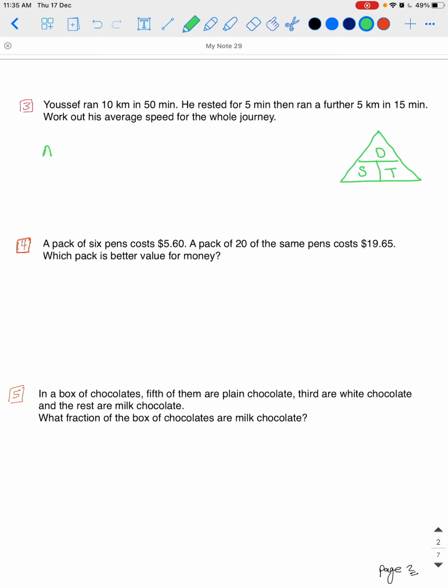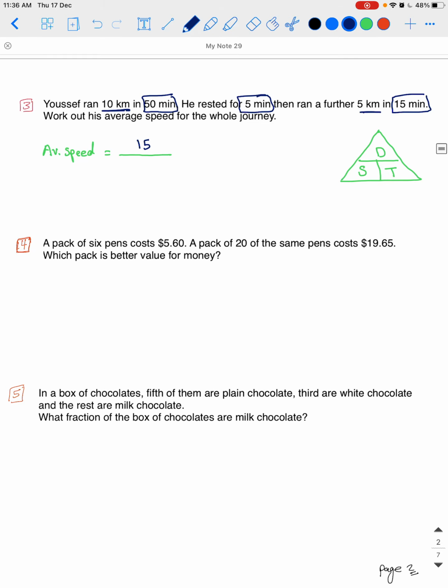So I will write here that average speed equals, you can write the rule, but let's answer directly. Here, total distance is 10 kilometers and 5 kilometers, so it's 15 kilometers in total. But what about time? Time is 50 minutes, I have 15 minutes, and the 5 minutes rest. So let's add them. 15 plus 5, that's 20, 20 and 50, that's 70.